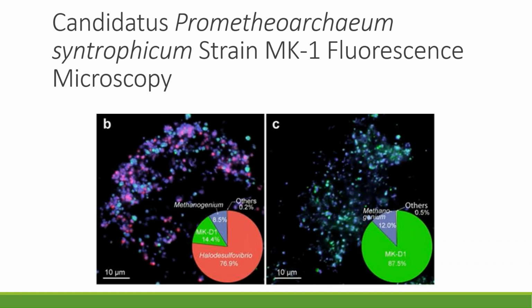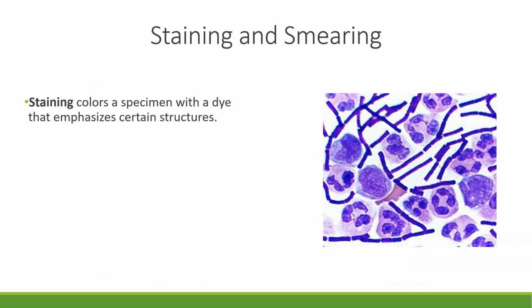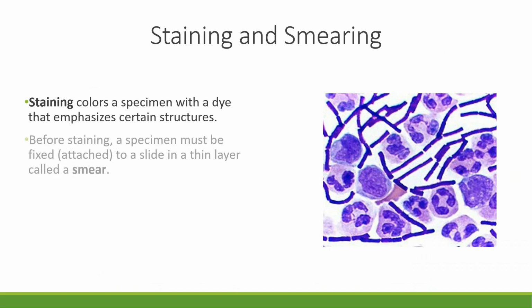And that brings us to our discussion of how samples of microbes can be prepared for light microscopy. And that brings us to staining and smearing, something that your parents never wanted you to do, but we're going to do a lot of in this class. Well, staining is a way of coloring a specimen with a specific dye that emphasizes certain structures. However, before staining a specimen, it must first be attached to our glass slide.